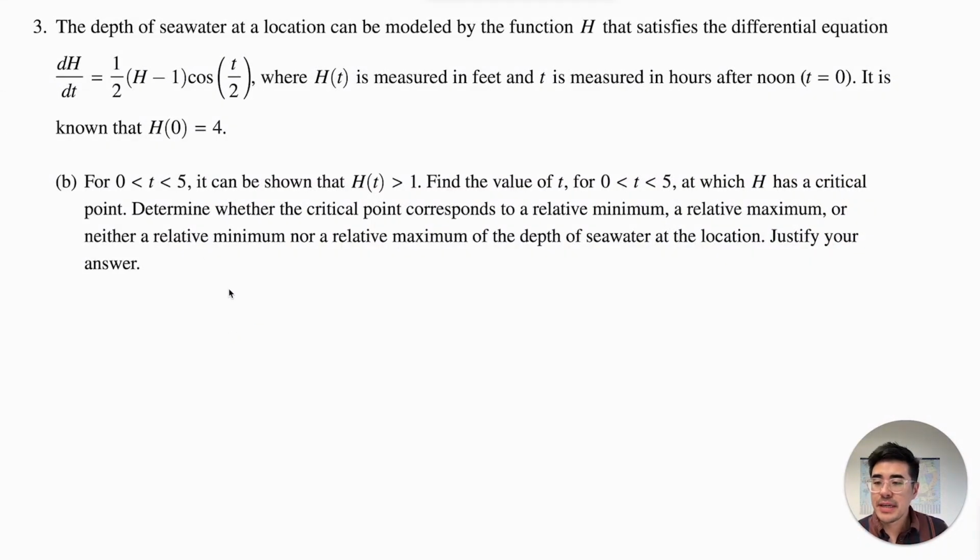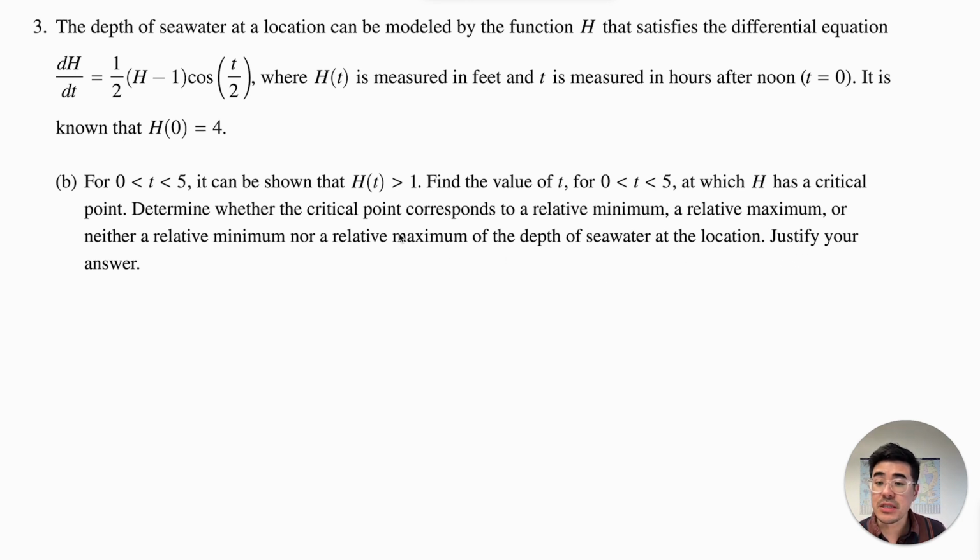So for part B, it says for t between 0 and 5, it can be shown that h is greater than 1, and it wants you to find the values of t for which h has a critical point, and then to determine whether this critical point corresponds to a max, a min, or neither. And then as usual, it asks you to justify your answer.